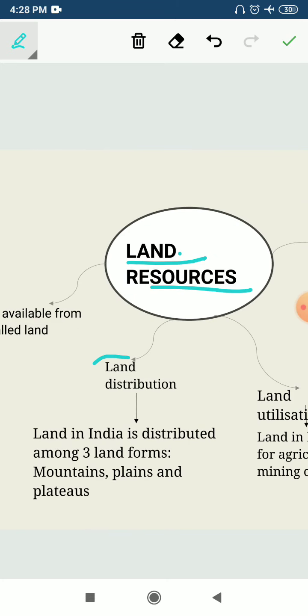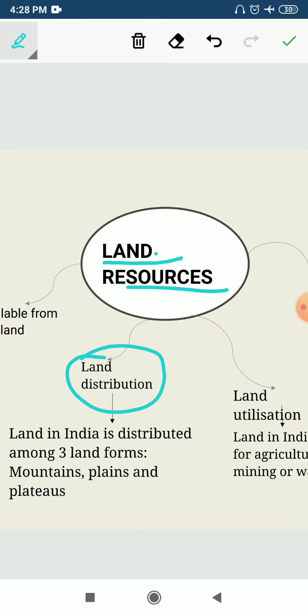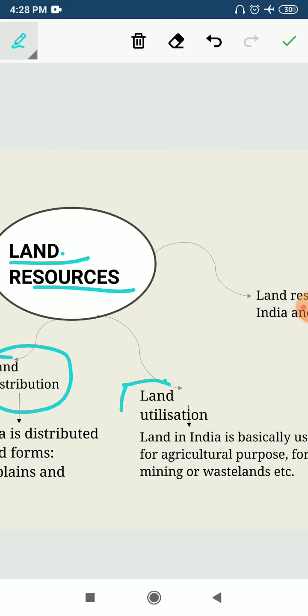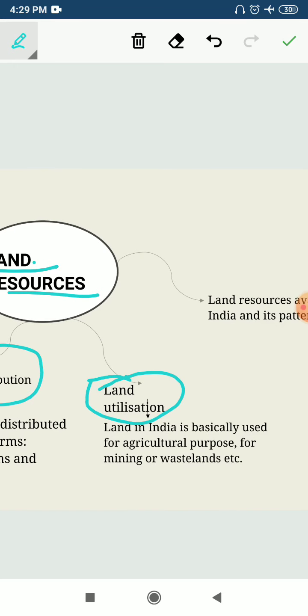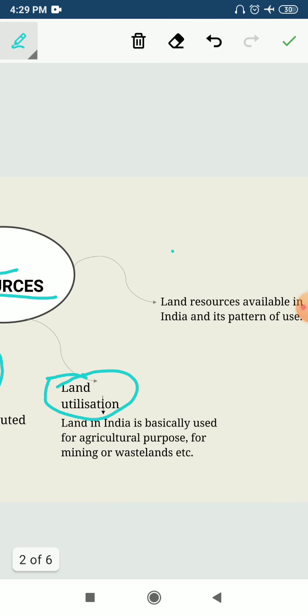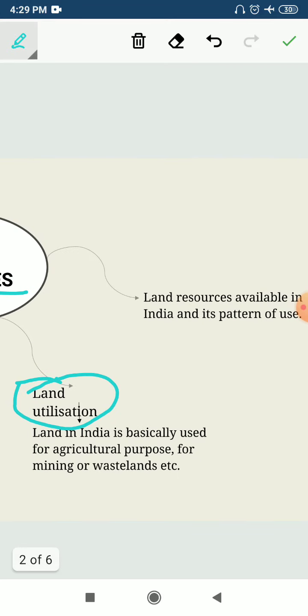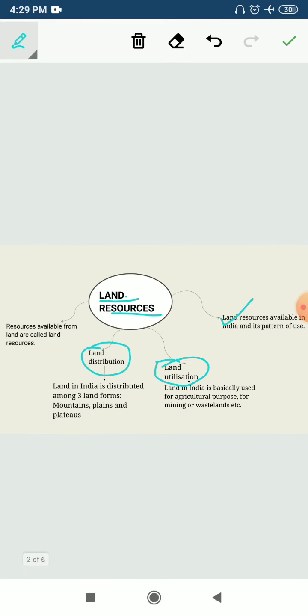The next is land distribution. So land in India is distributed among three landforms. These are mountains, plains and plateaus. The next is land utilization. Land utilization refers to a way in which the land is being used. Land in India is basically used for agricultural purpose, for mining or for wastelands, etc. The last is land resources available in India and its pattern of use.